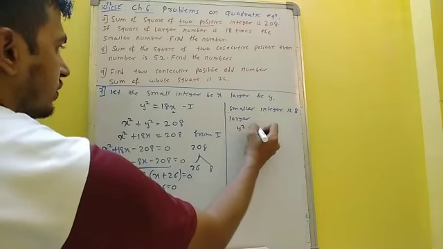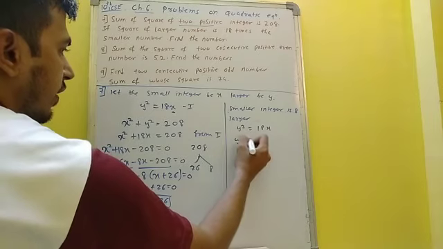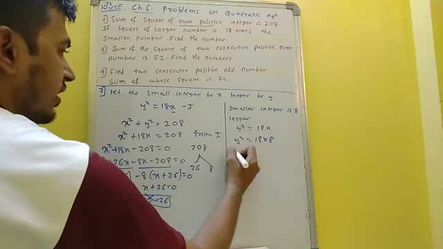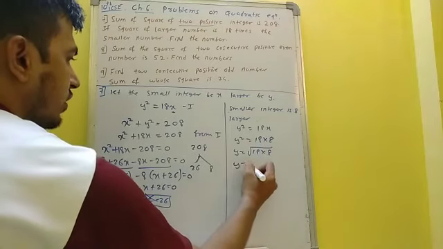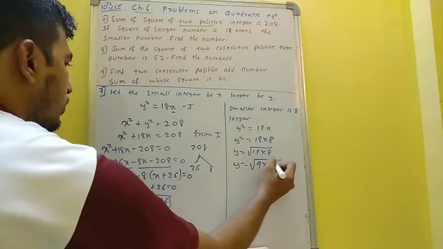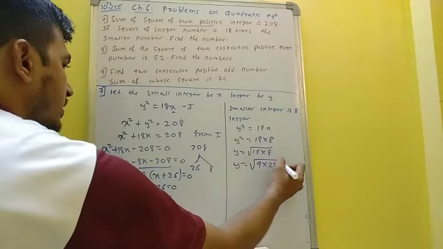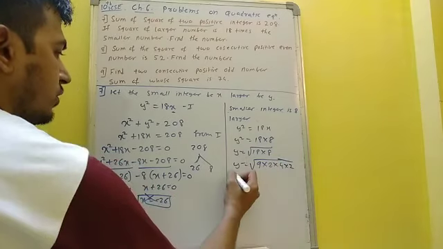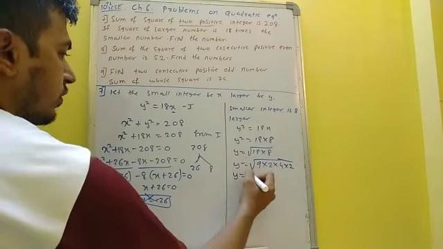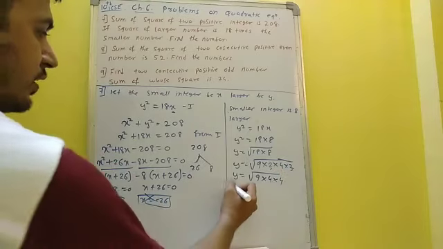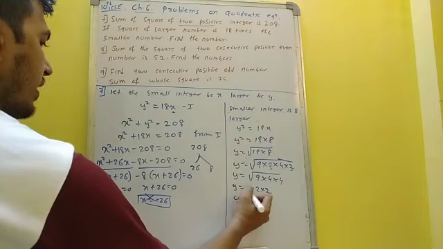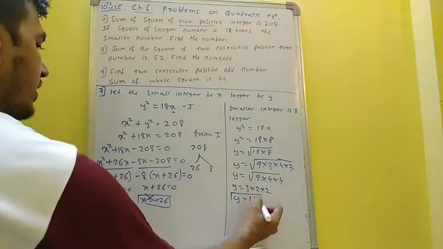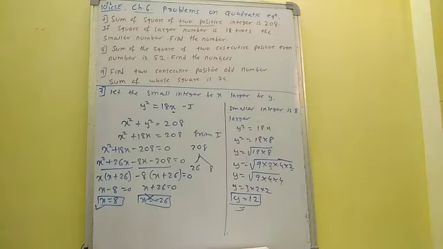That is y square is equal to 18x. Y square is equal to 18 times 8, y is equal to square root of 18 into 8. 18 can be written as 9 times 2, 8 can be written as 4 times 2. Okay, so y is equal to square root of 9 times 4 times 2 times 2. So y is 3 times 2 times 2, which is 12. Therefore, the larger number is 12 and the smaller number is 8.